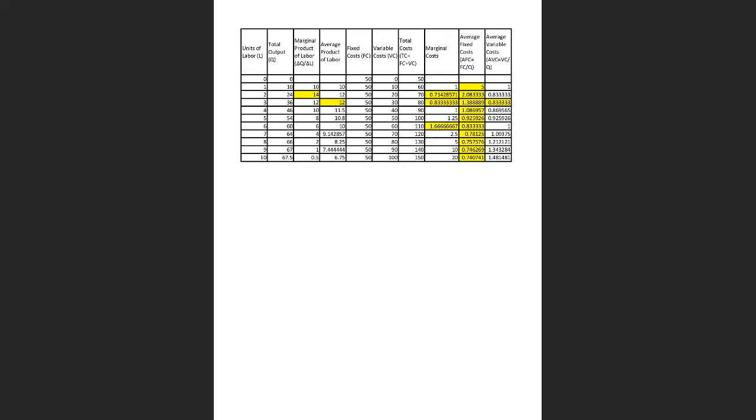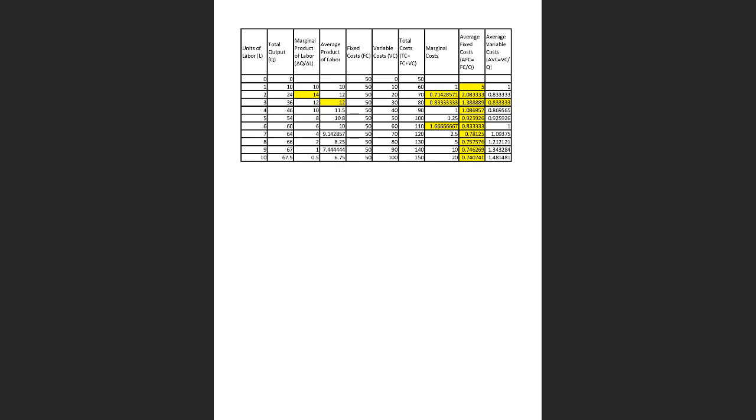So what you're going to see is units of labor, right? It's just a slightly different production function than what we had before, again going up to 10. Let's see if I can zoom in at all. All right, that's better. So here we go.